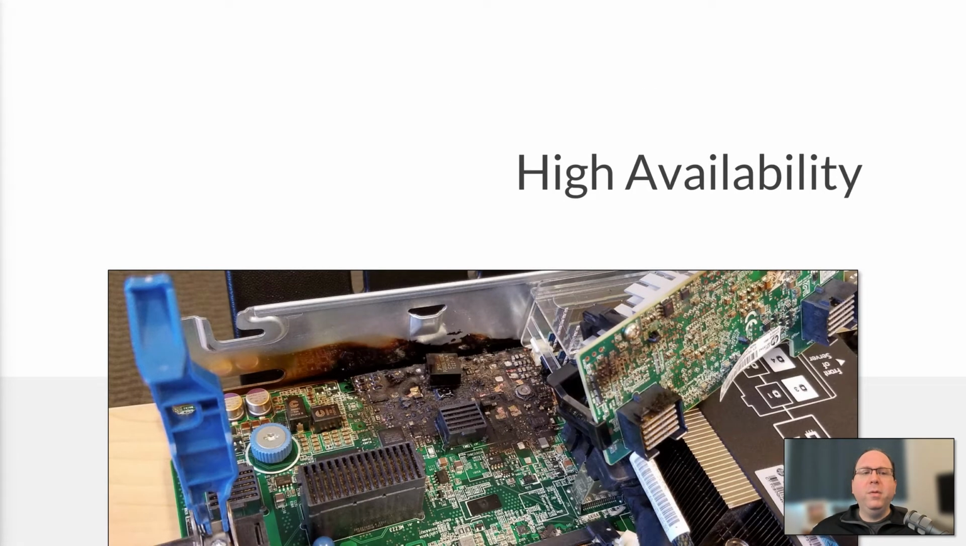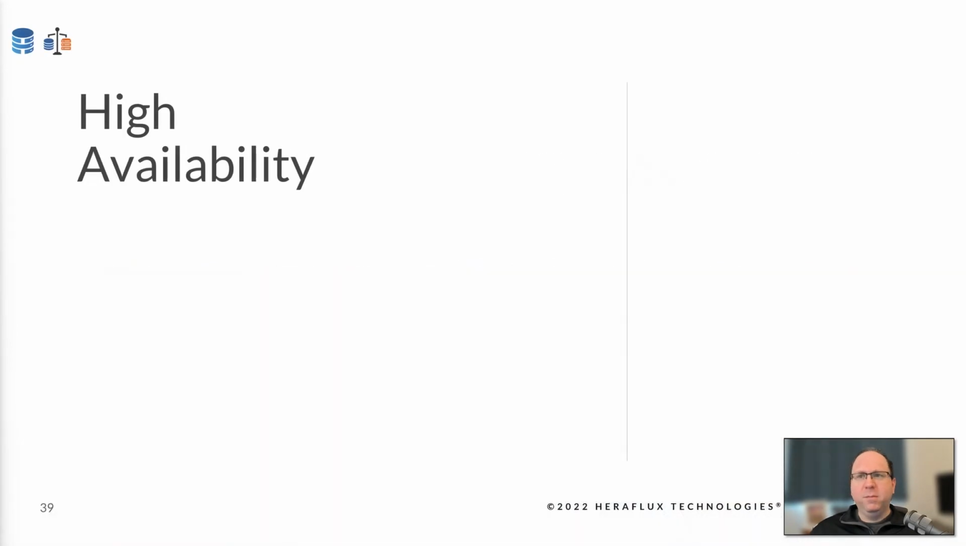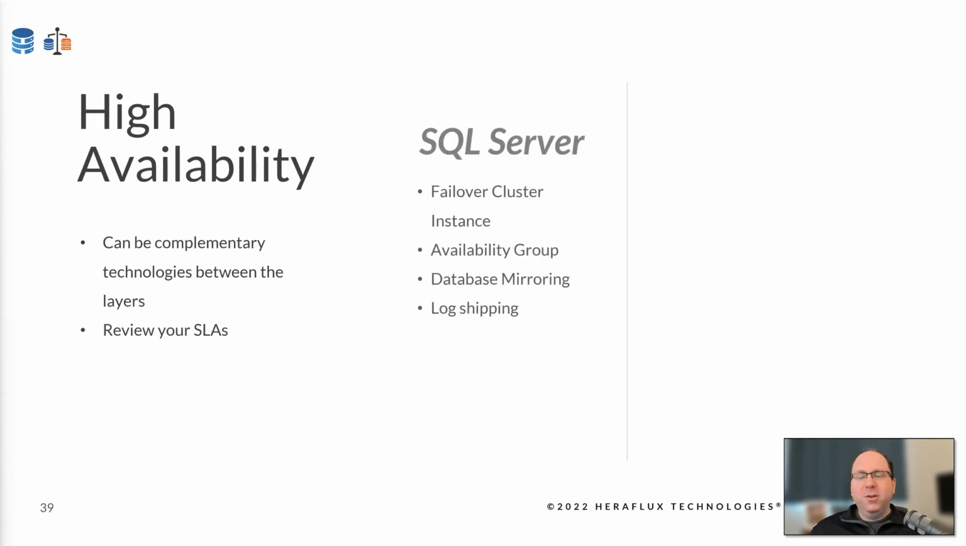Now, high availability, we're going to kind of step into more complex architectures here. It's really interesting because from a virtual machine perspective with the database, a lot of times these are very complementary and not really colliding. So again, go review your SLAs. And just like I mentioned before, at the SQL Server layer, we have a failover cluster instance, we've got availability groups, you've got database mirroring, and then some people treat log shipping like HA.